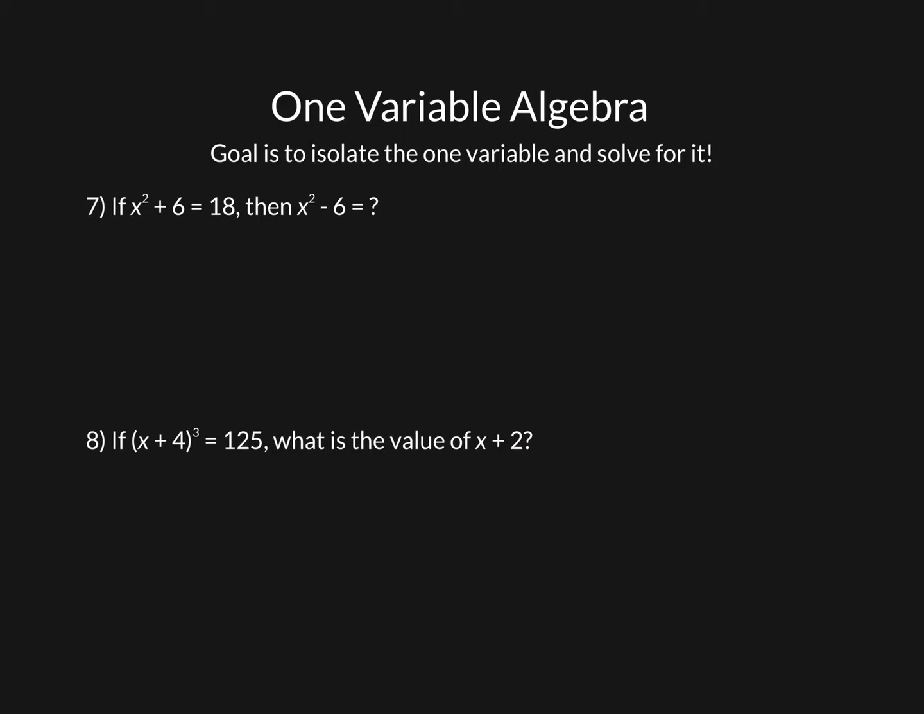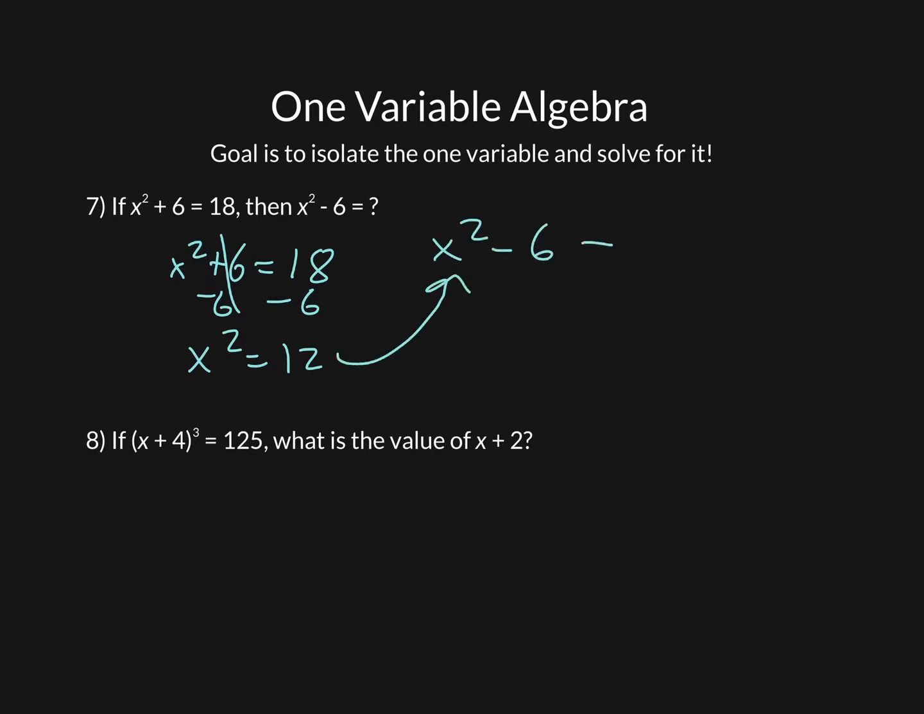Let us now take a look at number 7 and number 8. So for 7, if x squared plus 6 equals 18, then what is x squared minus 6? So once again, most students here will want to solve for x first. But if we just solve for x squared instead, we get that x squared is 12. And then we know that the question is asking for x squared minus 6. We can go ahead and just substitute that right away. That's going to lead to 12 minus 6. So our answer would just simply be 6.